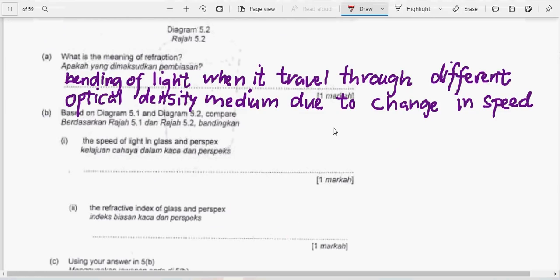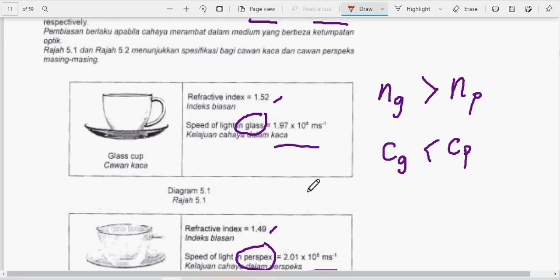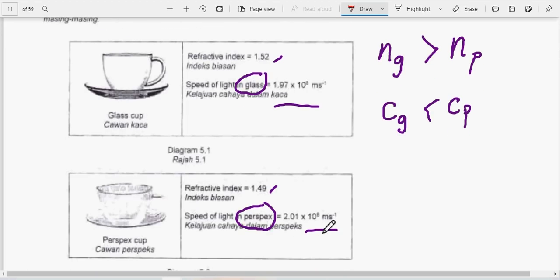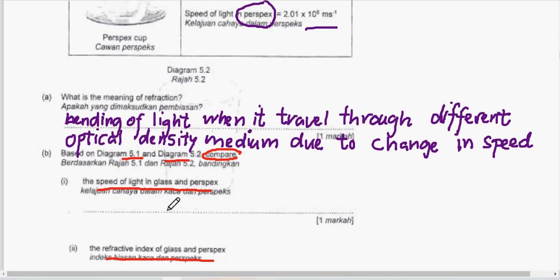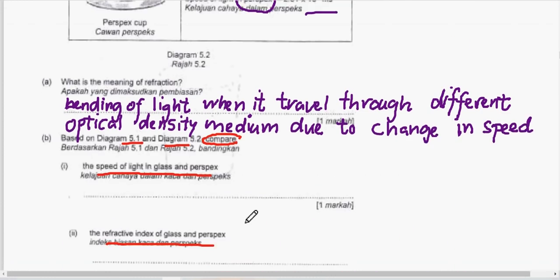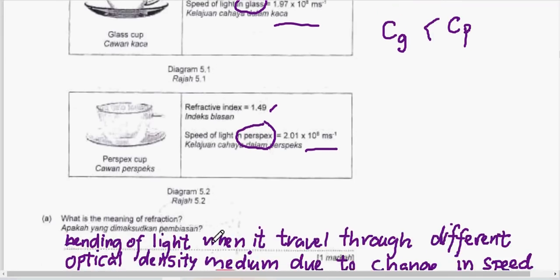Alright, so look at this question. Based on diagram 5.1, 5.2, compare the speed of light in glass and perspex, then the refractive index. So we can already write our answer following this. Speed of light in perspex is faster. You can write speed of light in perspex is faster, or speed of light in glass is slower, or you can use symbol. You can also use 5.1 is smaller compared to 5.2.